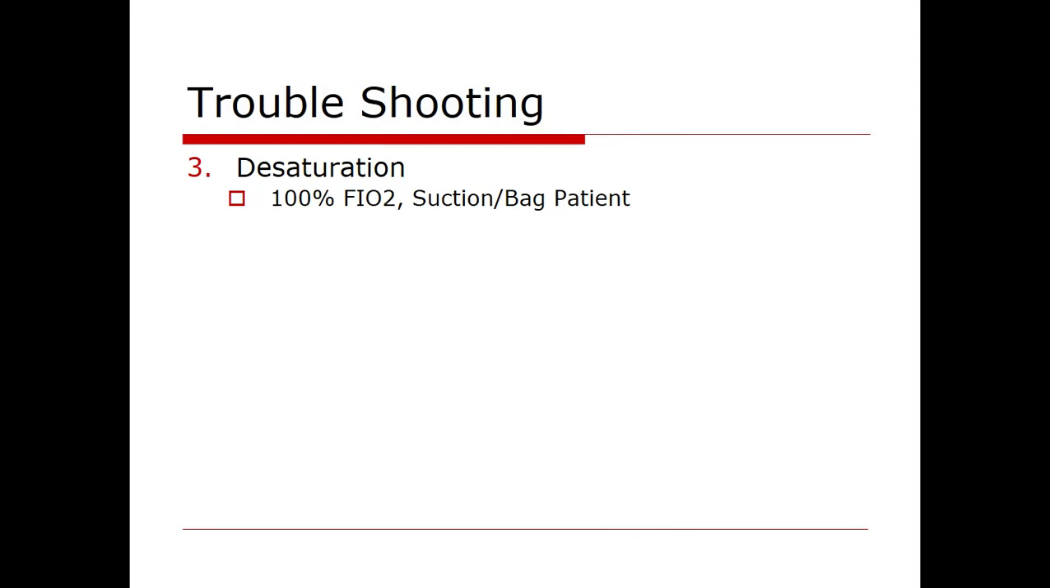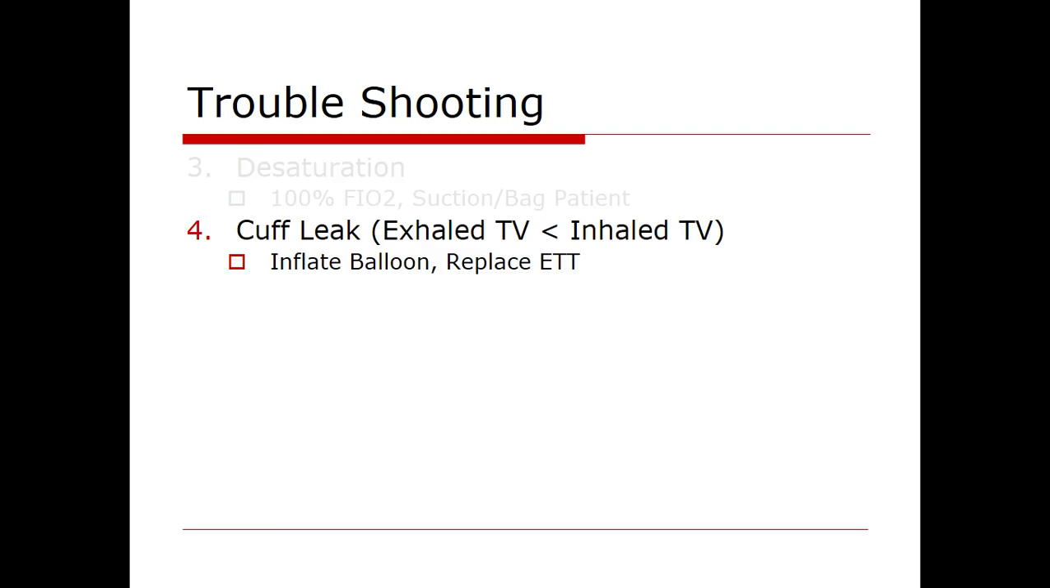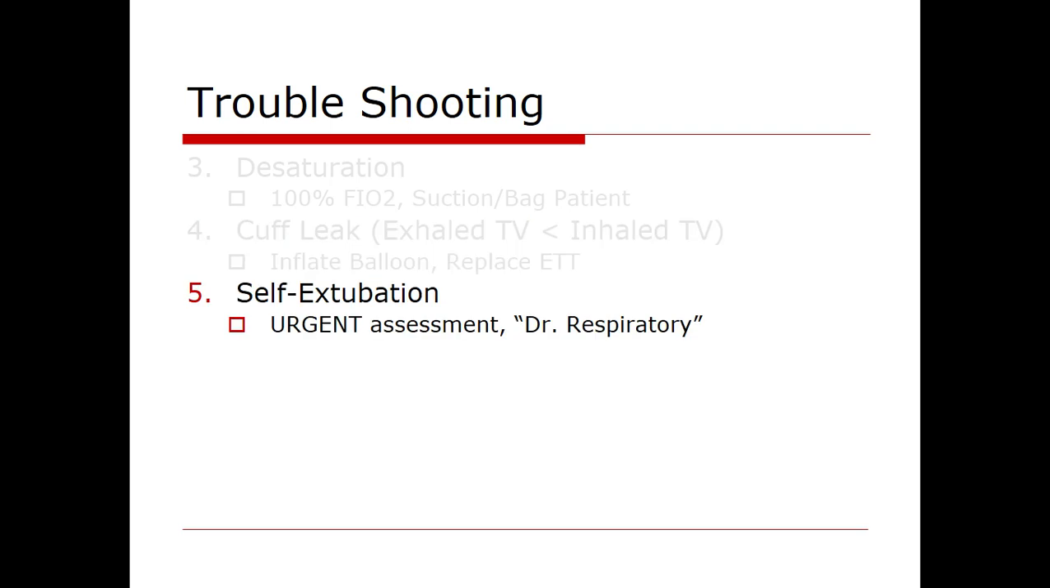If the patient desaturates while on the ventilator, put them on 100%. If that doesn't immediately do it, disconnect it and bag the patient. Cuff leaks are when you deliver a set tidal volume, but a smaller amount of tidal volume is returned to the ventilator. If that happens, ask the respiratory therapist to assess the balloon on the ET tube to see if it needs to have more air insufflated, or if that doesn't work, have anesthesia replace the ET tube.